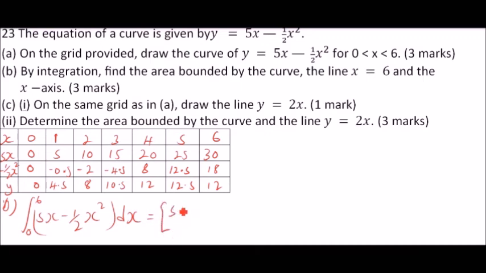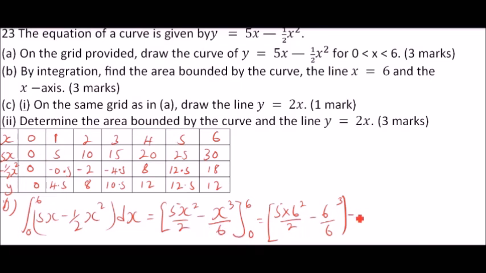5x squared divided by 2 minus x to the power 3 divided by 2 times 3, that will give us 6, and the limits are from 0 to 6. When you integrate that, then you substitute. You should be able to get 5 multiplied by 6 squared divided by 2 minus 6 cubed divided by 6, and you close the bracket, minus, when you substitute 0, you get 0. So that will be minus 0, which will give you 90 minus 36, which will give you 54 square units. So that's the area by integration.